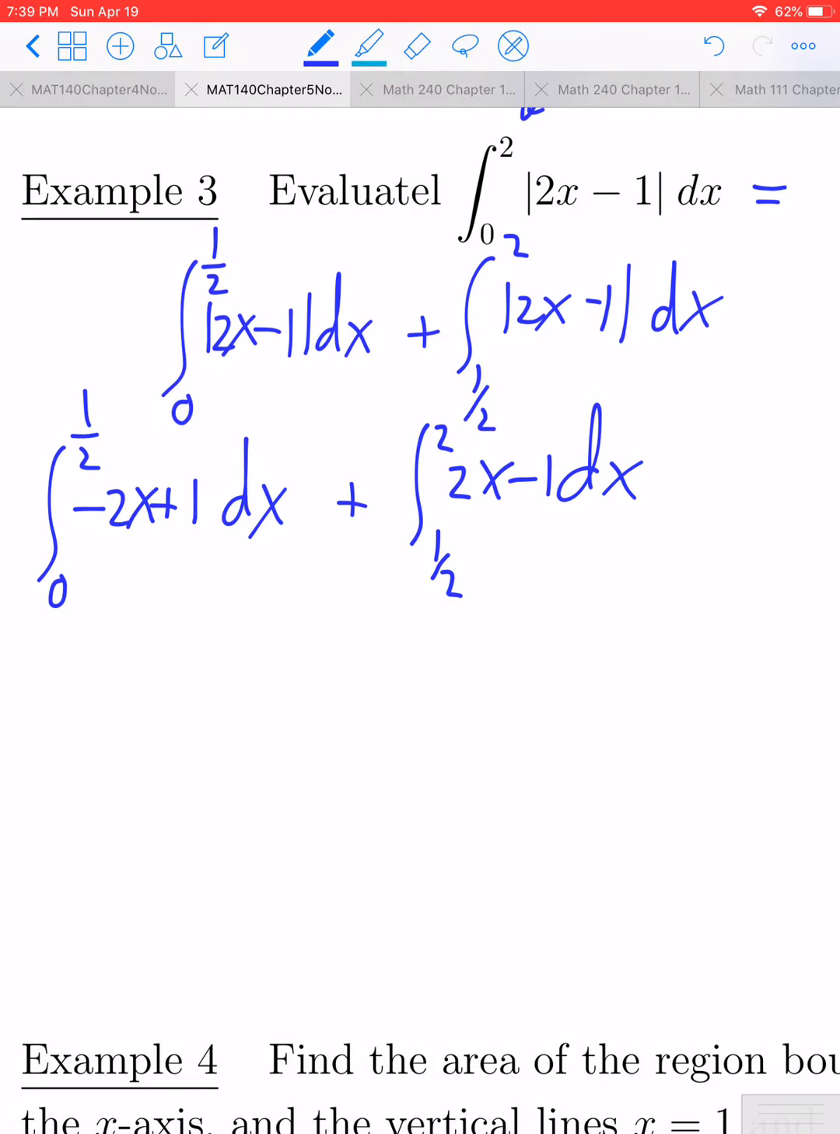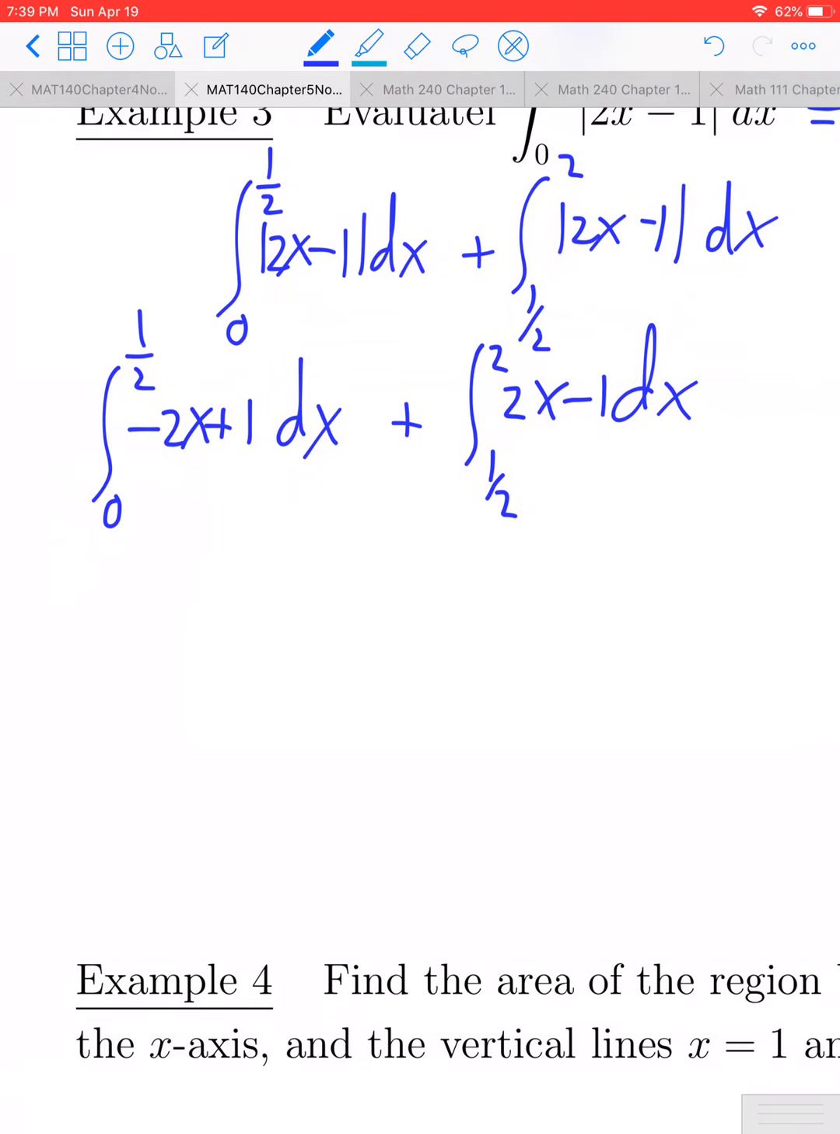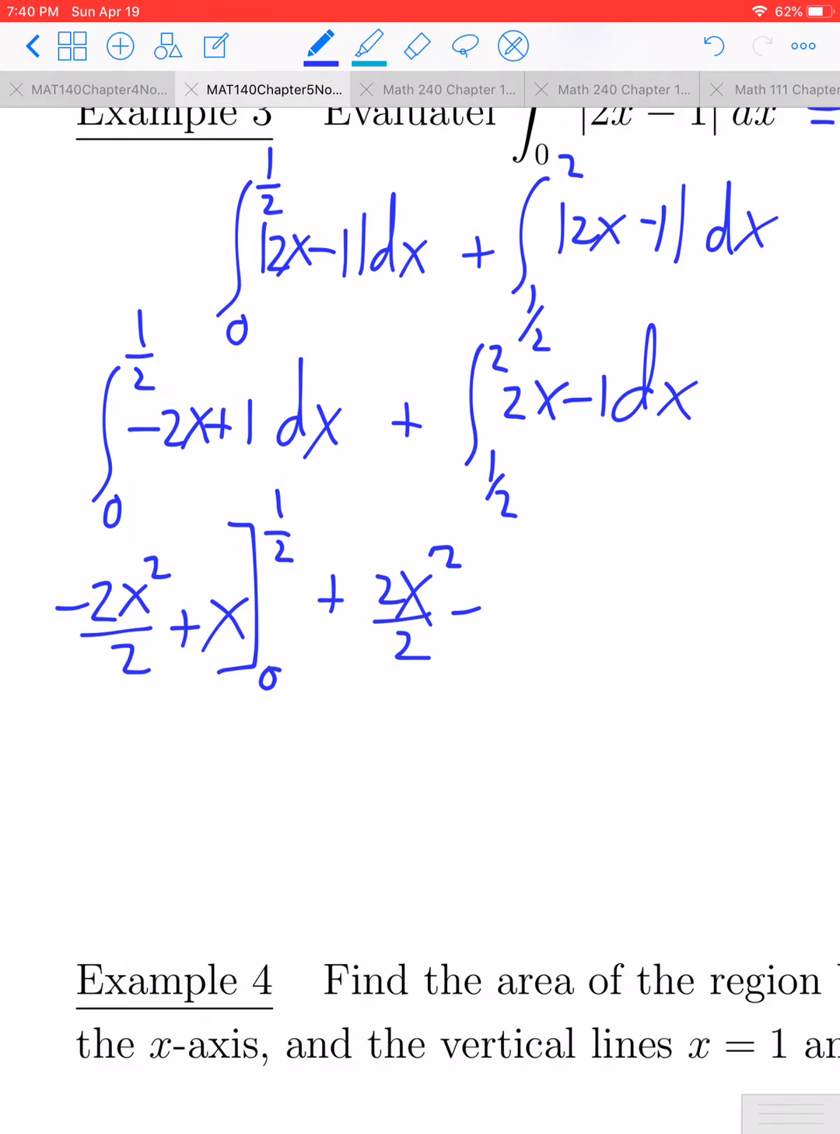We can now go ahead and work out each one of these definite integrals. The antiderivative of negative 2x plus 1 using the power rule: going to add 1 to the power, divide by the new power, plus x. This will be evaluated from 0 to a half, plus this will be add 1 to the power, divide by the new power, minus x. That'll be evaluated from 1/2 to 2.